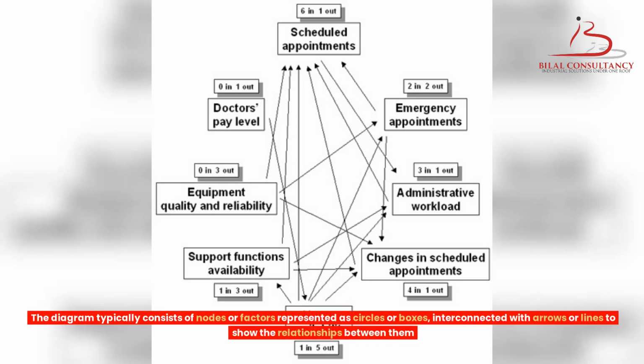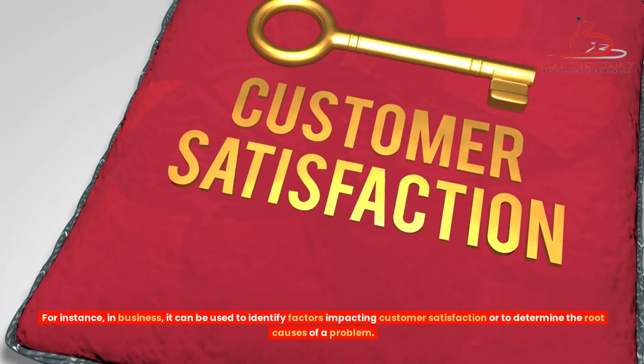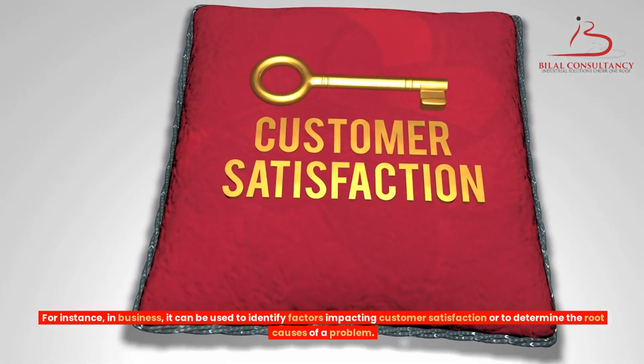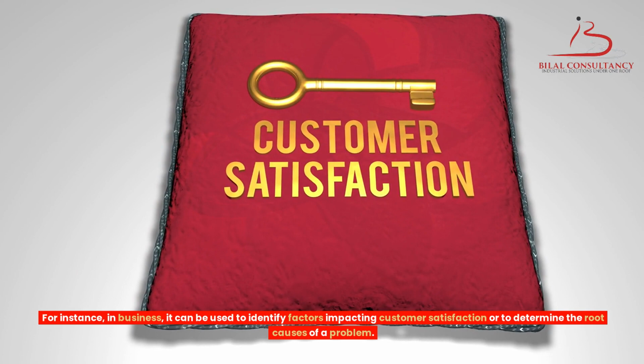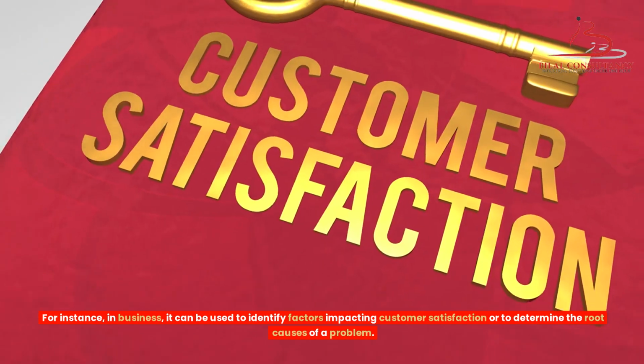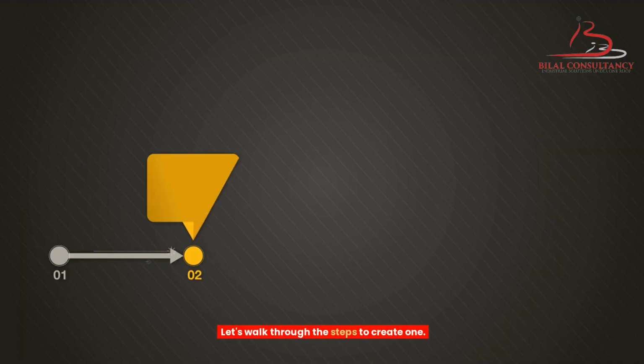The diagram typically consists of nodes or factors represented as circles or boxes, interconnected with arrows or lines to show the relationships between them. From project management to strategic planning, interrelationship diagrams help us understand complex relationships within a system. For instance, in business, it can be used to identify factors impacting customer satisfaction or to determine the root causes of a problem. Let's walk through the steps to create one.